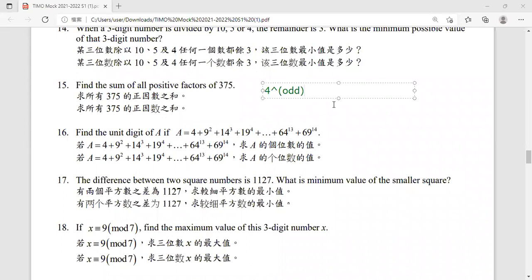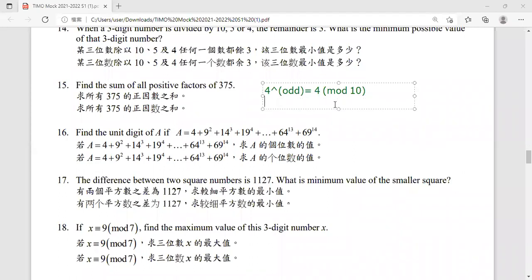Which means that it ends up with 4, because 4 times 4 is 16, and 16 times 4 becomes 64. So all odd powers of 4 have the unit digit of 4.